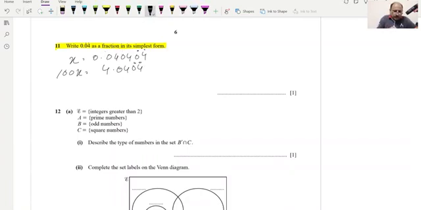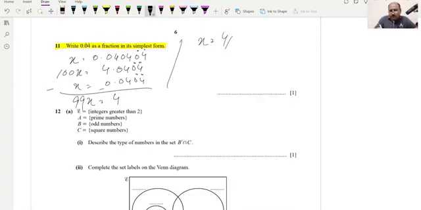We can subtract this, so we will write here x is equal to 0.0404 recurring, and now we can subtract. This will be 99x is equal to 4. 99x is equal to 4. This implies x is equal to 4 over 99, and 4 over 99 will be our final answer.